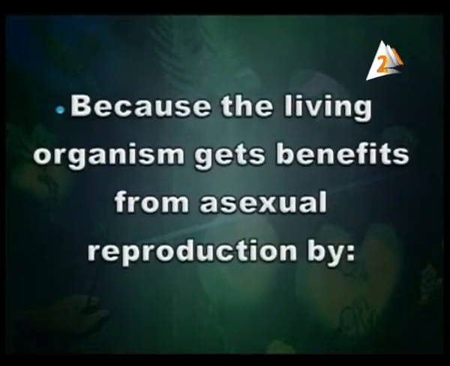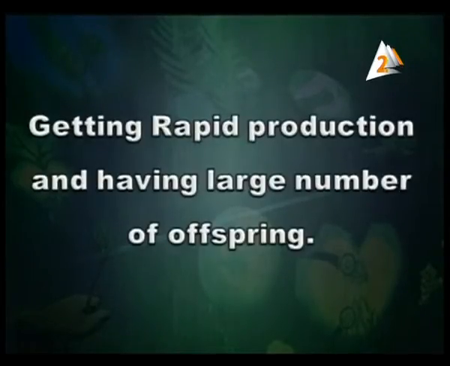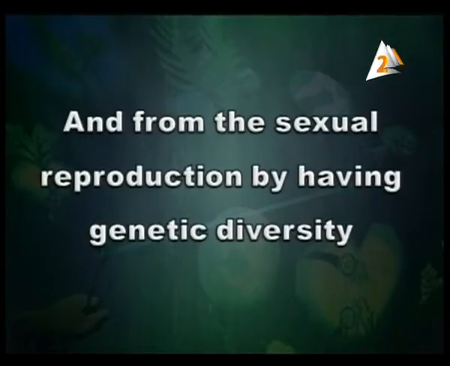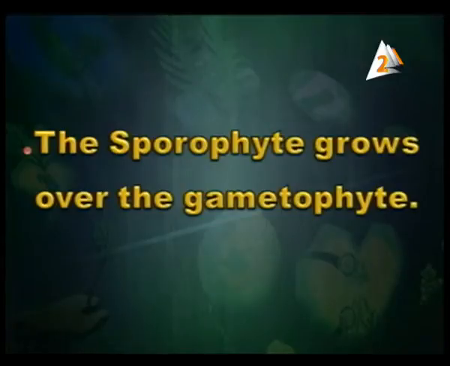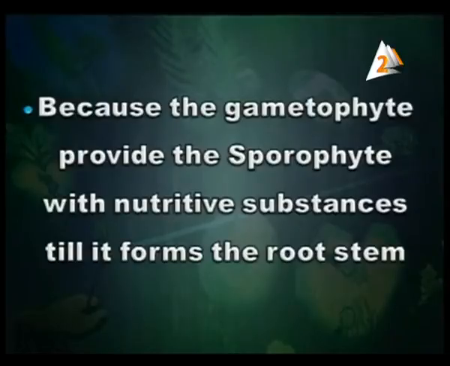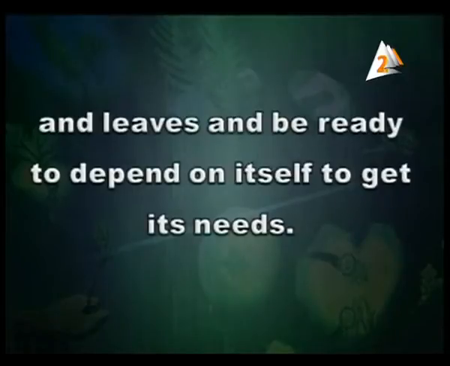Yes, because the living organism gets benefit from asexual reproduction by getting rapid reproduction and having a large number of offspring, and from sexual reproduction by having genetic diversity, which helps it to adapt to environmental fluctuations. The second question: the sporophyte grows over the gametophyte because the gametophyte provides the sporophyte with nutritive substances till it forms the root, stem, and leaves and is ready to depend on itself to get its needs.